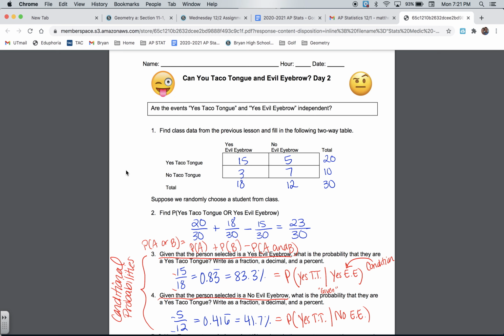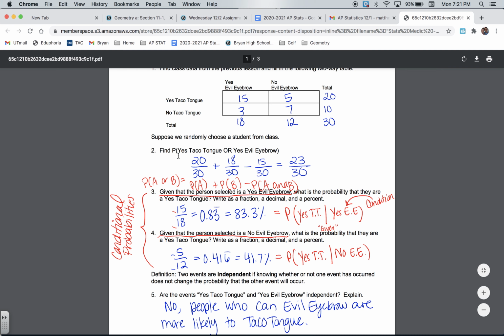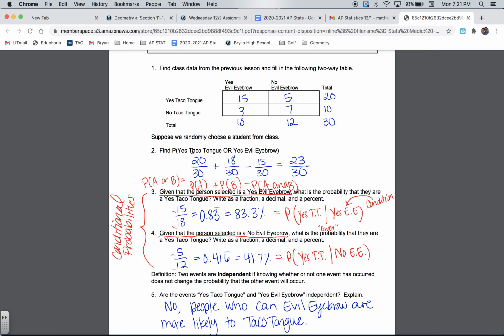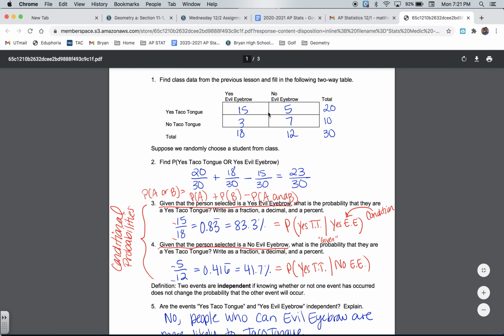All right. So what we would have done if I was in class is kind of remember our class data for can you do the evil eyebrow or the taco tongue. So let's just use this imaginary data here. So this is our class, 30 people, whatever. All right, so find the probability. This is kind of like a review of before the break. Find the probability that you can be yes taco tongue or yes evil eyebrow.